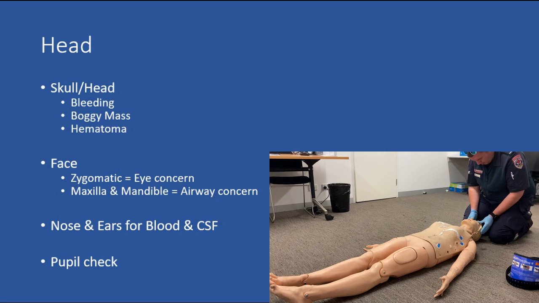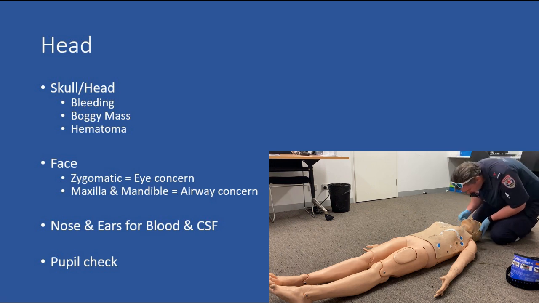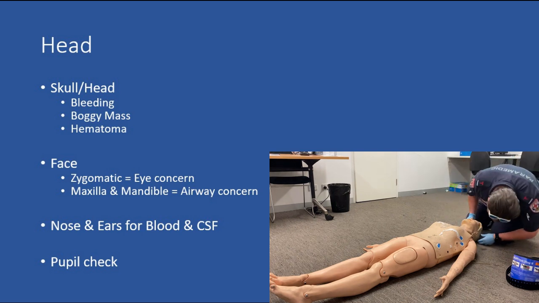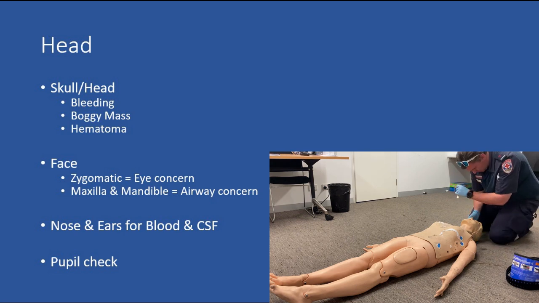You can see I'm feeling around the head for deformity and pressing on bony facial structures to feel for fractures that could affect the eyes or impact the airway. If the maxilla or mandible are affected, it may lead to a difficult airway if advanced airway management is being considered. We are to look in the nose and ears for CSF that would indicate meningeal damage.